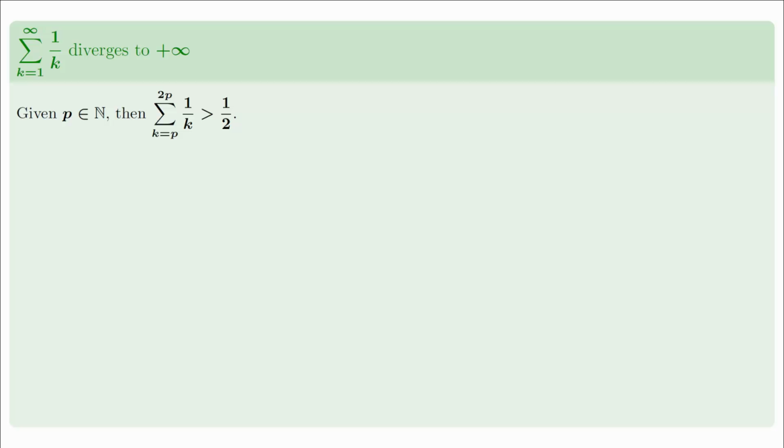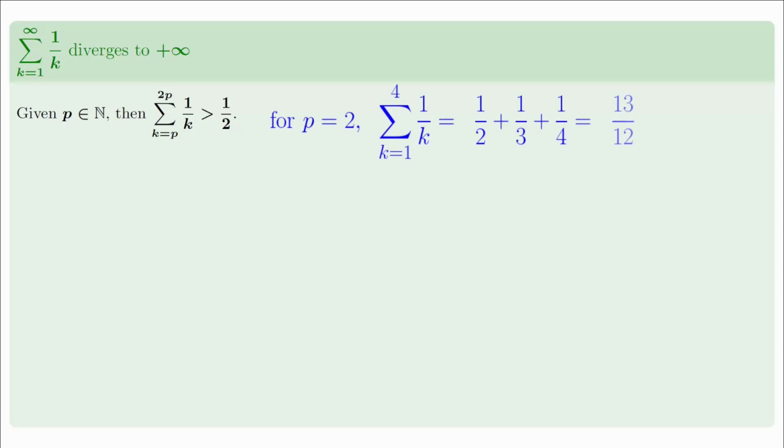Given any natural number p, if I add up the reciprocals of natural numbers from 1 over p to 1 over twice p, the sum will always exceed 1/2. For example, for p equal 2, twice p is 4, so you add up the reciprocals, 1/2 plus 1/3 plus 1/4, stopping at 1 over 2p. That's 13/12, and that's certainly bigger than a half.